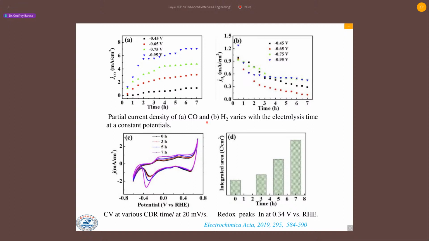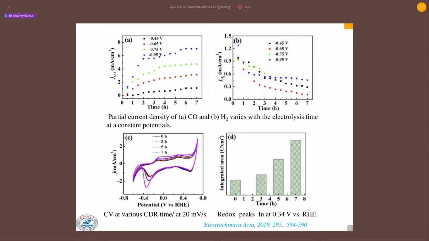So partial current density for CO at a constant potential. This is the partial current density for carbon monoxide. This is the partial current density for hydrogen.